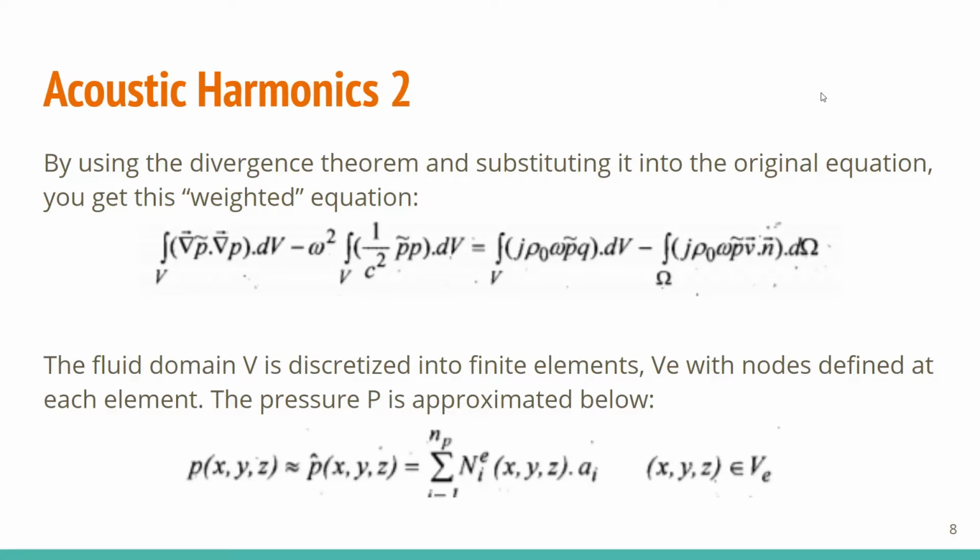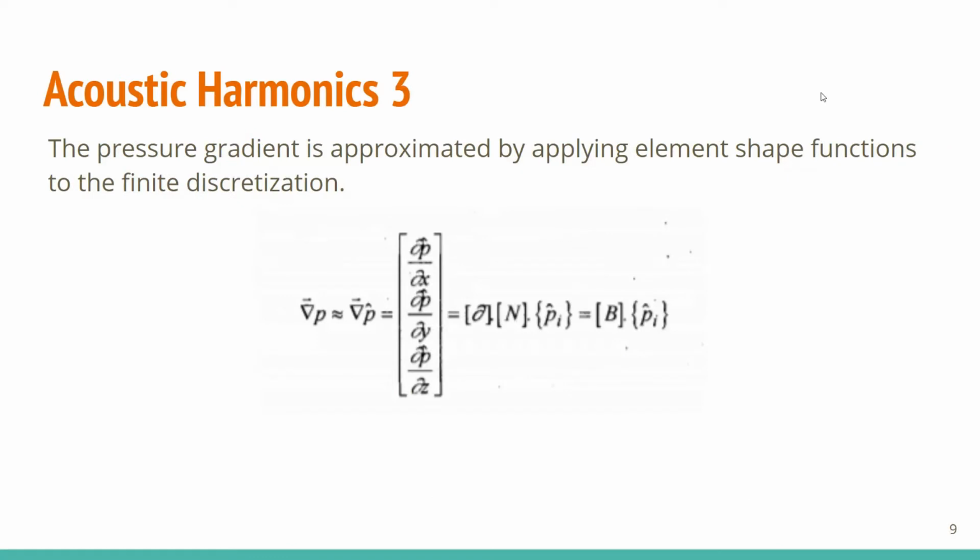So you see P of (X,Y,Z) turns into P hat. P hat turns into the number of elements associated with X, Y, and Z. And when you add them all together, you get back to the original whole pressure system. So the pressure gradient is approximated by applying element shape functions to the finite discretizations. So you turn that gradient into a series of partial differentials, and from those partial differentials you can get the shape function and get matrix B, which you'll see later.